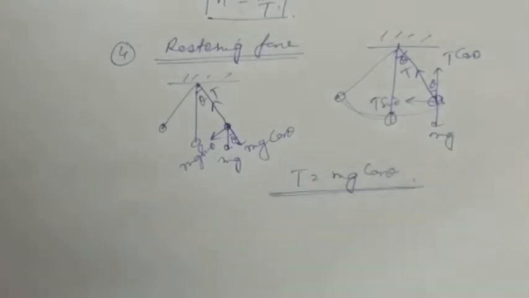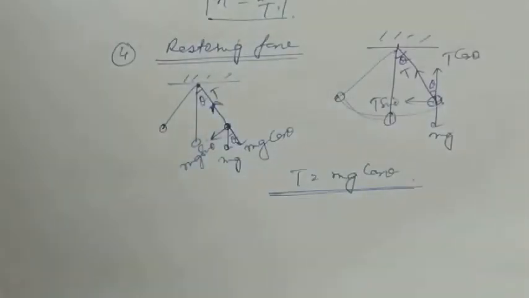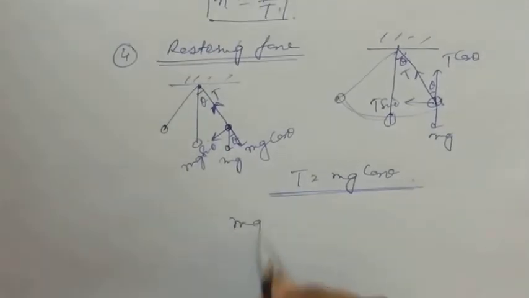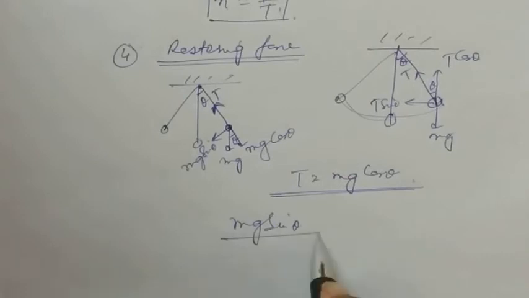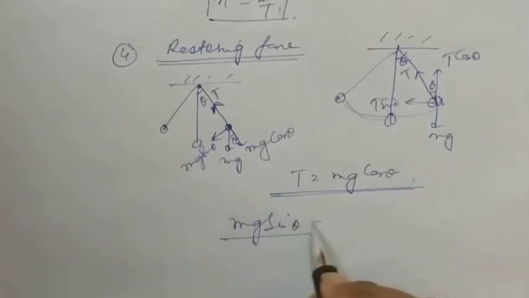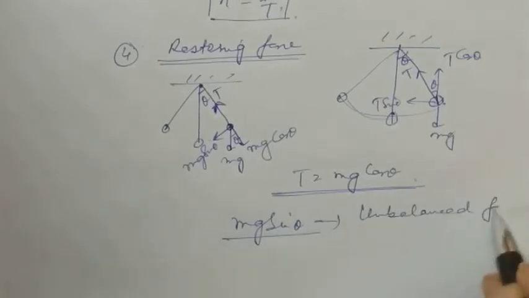This is a very valid equation, because if these two forces are not equal, the string will break. Now mg sin theta, what is mg sin theta? Does this force have any equating component? No, this force does not have any equating component. This force is an unbalanced force, because no force is there to balance it.